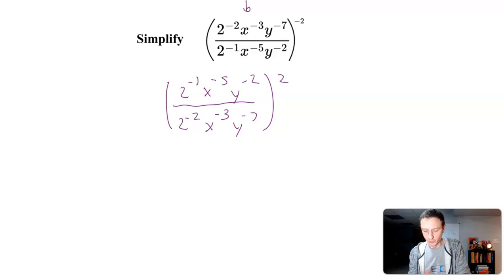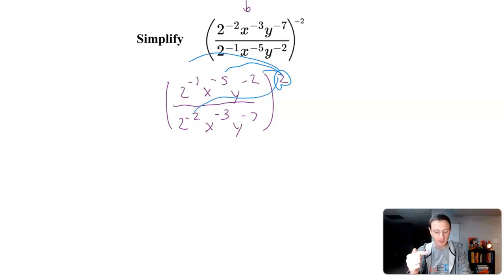Now I would do what I was talking about. I would simplify the inside and then deal with the power. You can also take the power to everything right now. So 2 to the -1 times 2, x to the -5 times 2, y to the -2 times 2, and then do the same thing down here. Like, that's fine. You're kind of making the numbers a little bit more complicated than it needs to be. So I'm going to simplify, and then we'll go from there.